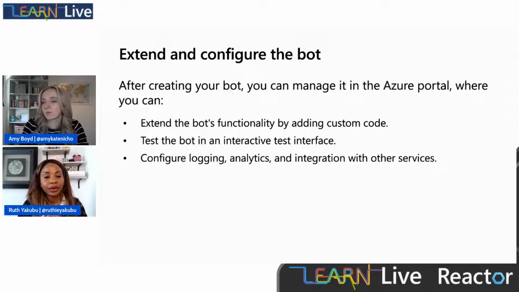So after you create your bot, there are different ways of extending it. You can use a custom code. You can also test the bot interactively on the Azure Portal. And you can also look at logs and the analytics. So you can see over time all the different questions that users are asking. You can see that, and also the scoring.